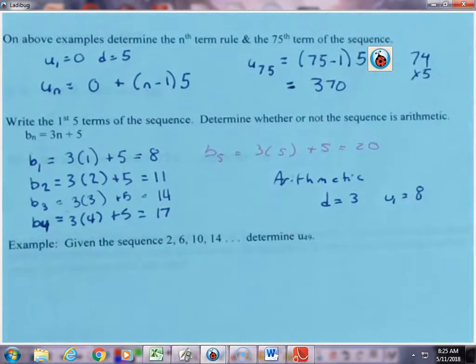On the actual IB test, you can list out all the terms until you get to the 49th one. Okay? Now, I don't recommend you do that. That's the whole point of formulas.